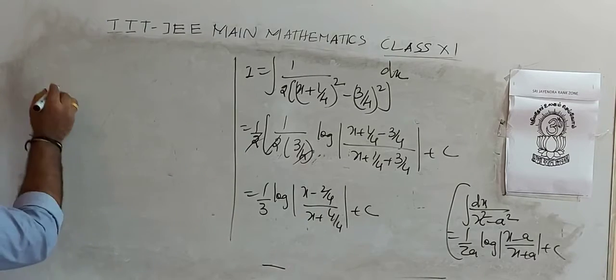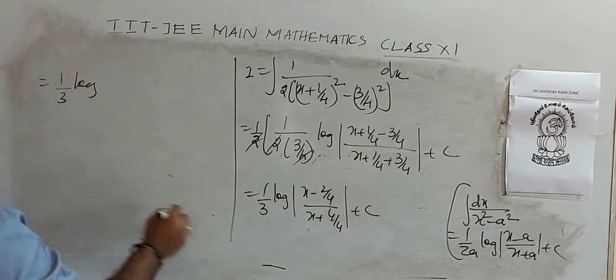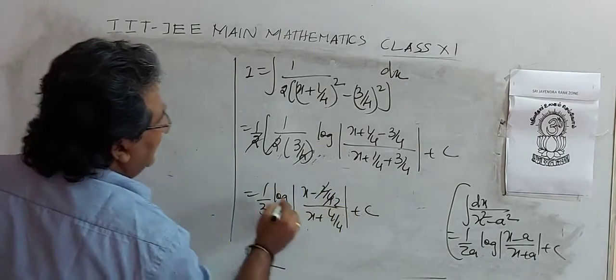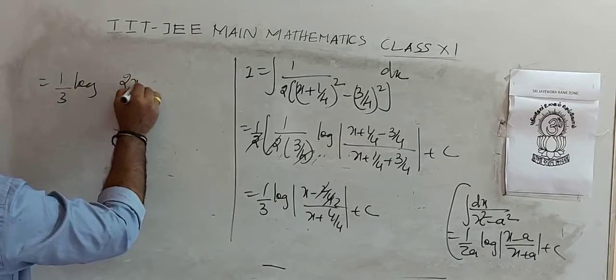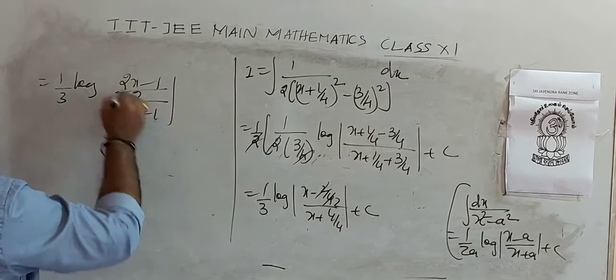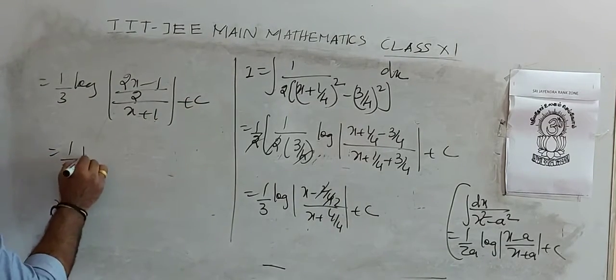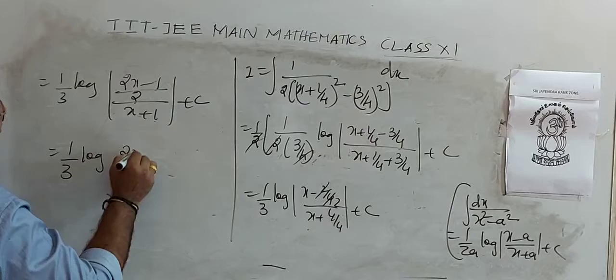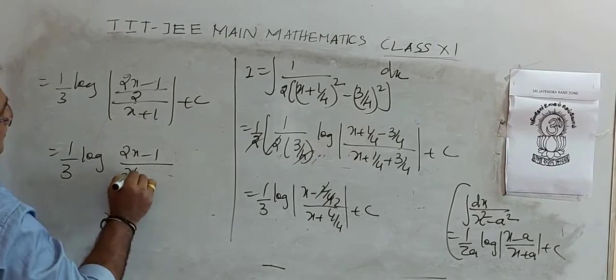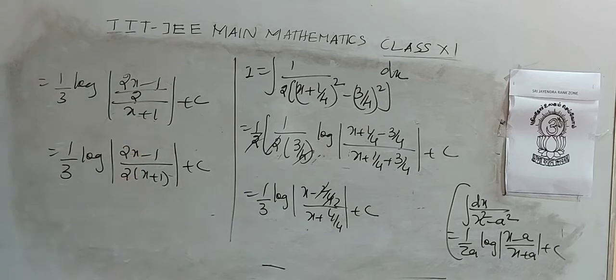So 1 by 3 log 2x minus 1 divided by x plus 1 plus c. 1 by 3 log 2x minus 1 by twice x plus 1 plus c.